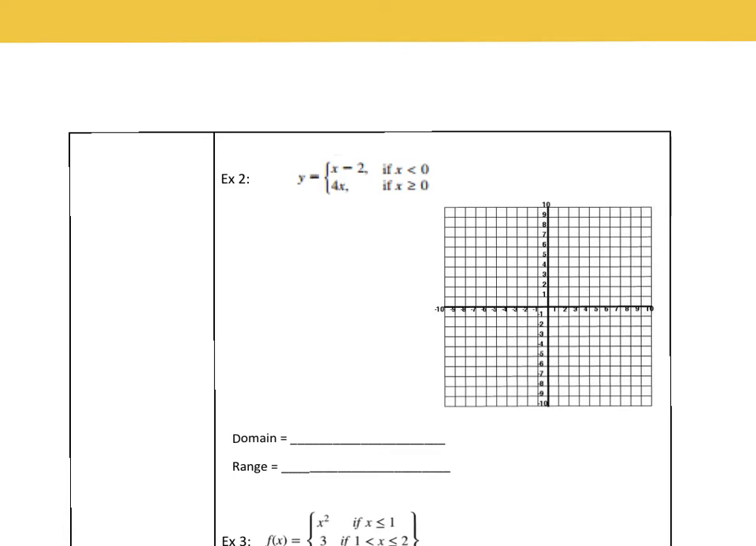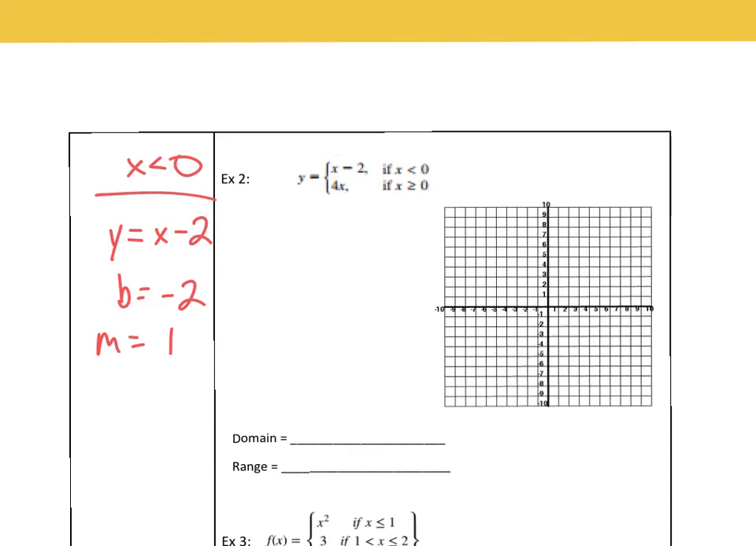Okay, let's go ahead and start on this one. So my first equation is what? Y equals x minus 2. What's the b value on that? And the slope, 1. Okay, so I can go ahead and start plotting this. Where is it defined? When x is less than 0, right?